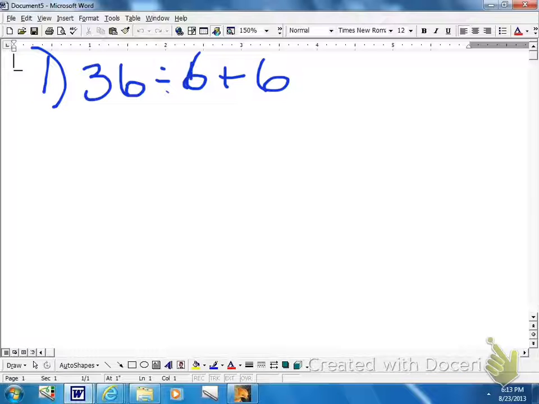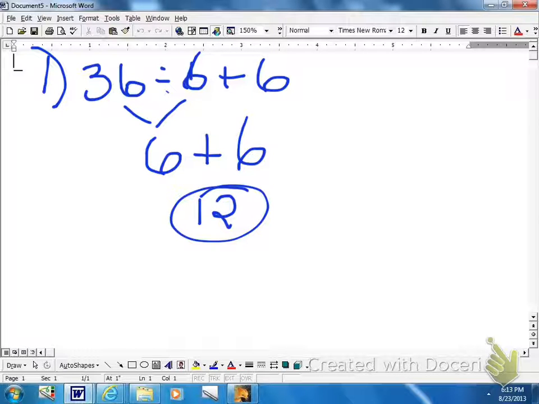Okay, 36 divided by 6 plus 6. Order of operation would say division before addition. So I would go ahead and divide 36 by 6, which would give me 6. Bring down this plus 6, and I would get 12 as my answer.